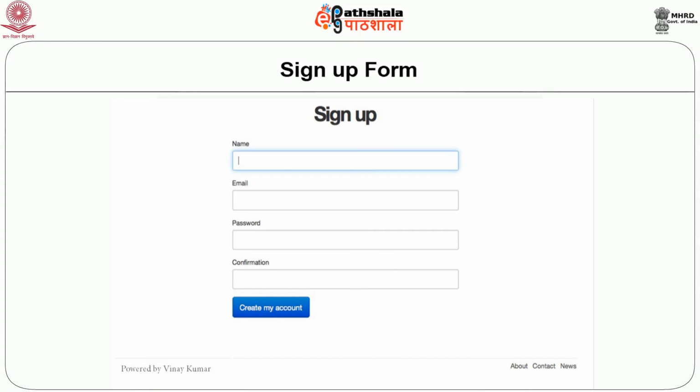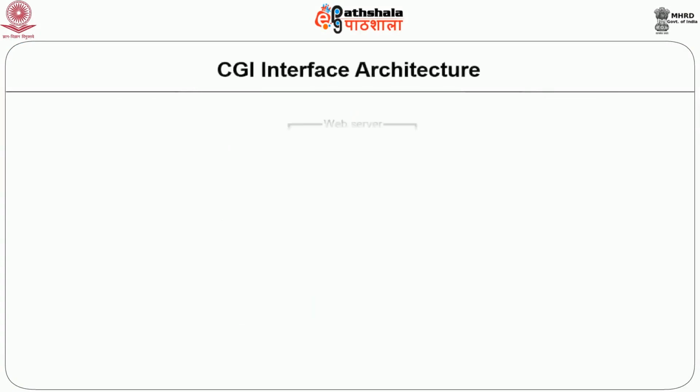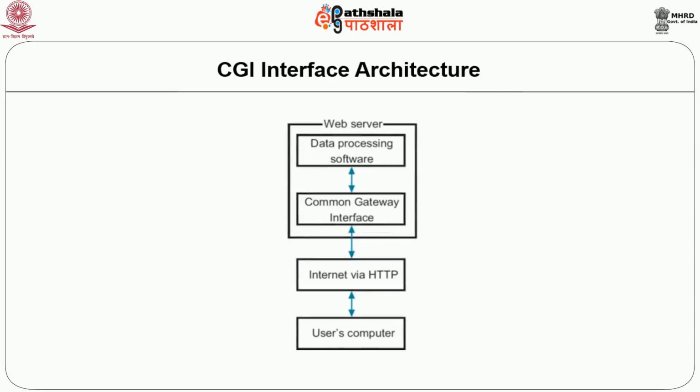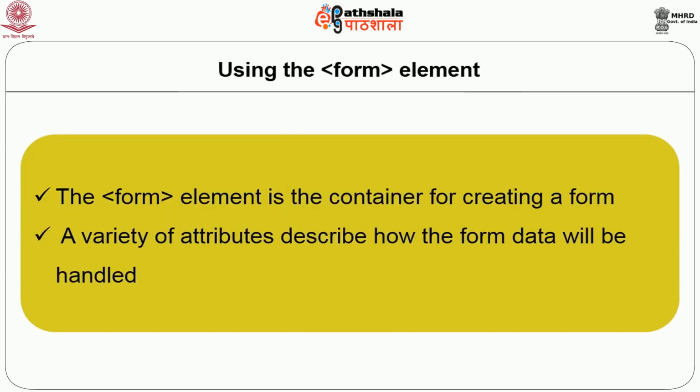If you look at the common gateway interface, or CGI, architecture, in the web server there is data processing software and the common gateway interface, and these two communicate with each other within the web server. Then CGI communicates through the HTTP protocol, which is used in the internet, and via the HTTP protocol the internet communicates with the user's computer. So the input provided by the user is received by the web server through CGI.